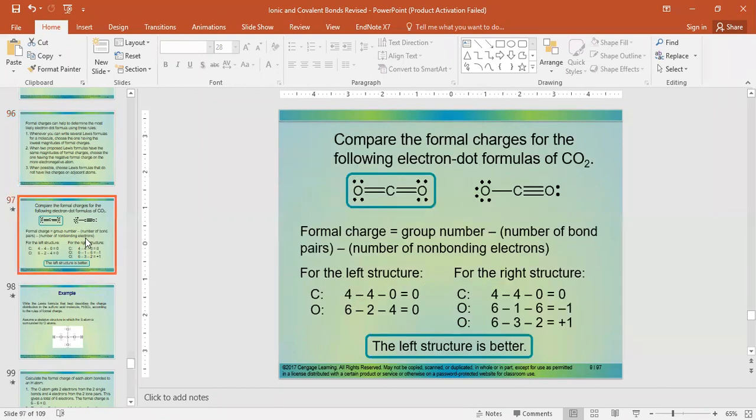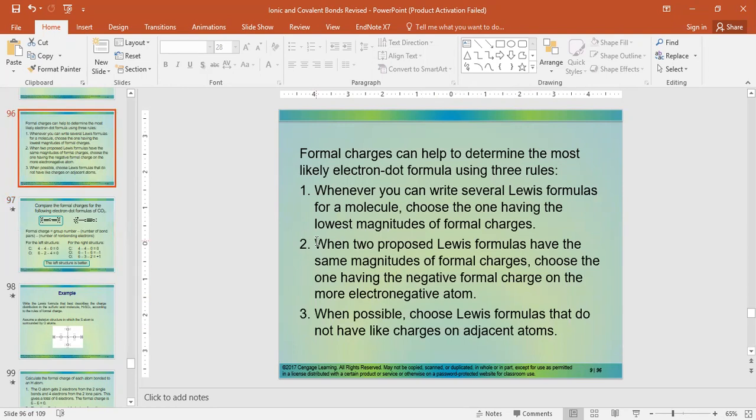Now, for example, look at this one here. You see, the carbon has a 0. One oxygen has a -1. The other one has a +1. So what this rule says is that it talks about those charged particles, for example, a carbonate, for example, an acetate, those are charged particles. So we are saying that when 2 proposed Lewis formulas have the same magnitude of formal charges, choose the one having the negative formal charge on the more electronegative atom.